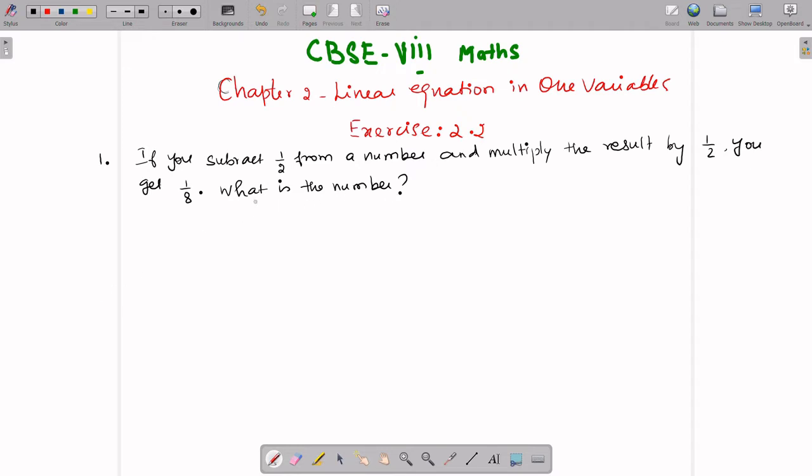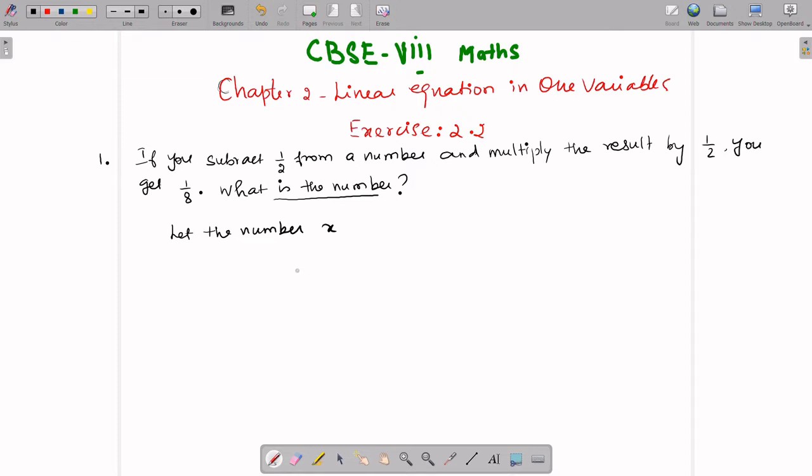So what is our question? We have to find one number. So let the number be x. We have to write like this: let the number be x. That is your unknown. We have to find out that number.